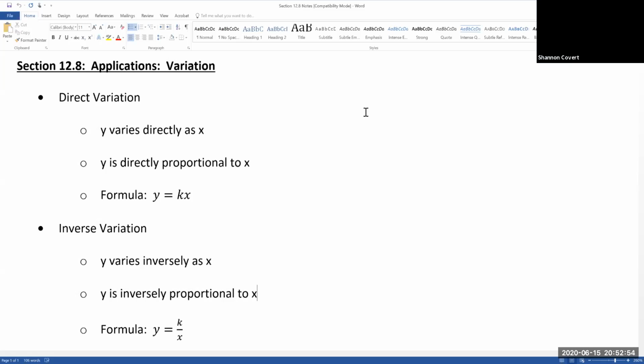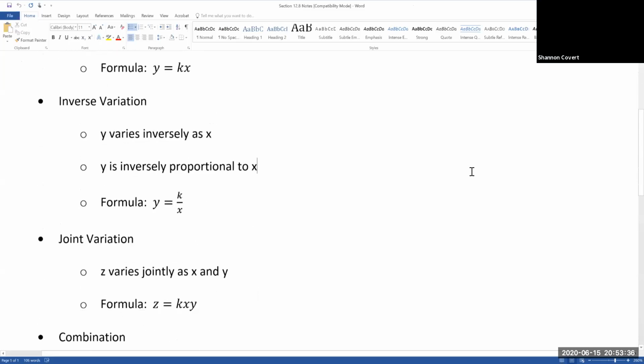The first type of application problem involving variation are direct variation equations. You'll see these worded similar to these first two bullets. Y varies directly as x, y is directly proportional to x, and the formula for a direct variation equation is y equals kx, where k is your constant of variation. Inverse variation problems could be stated y varies inversely as x, or y is inversely proportional to x. And the formula for inverse variation is y equals k over x, again, where k is your constant of variation.